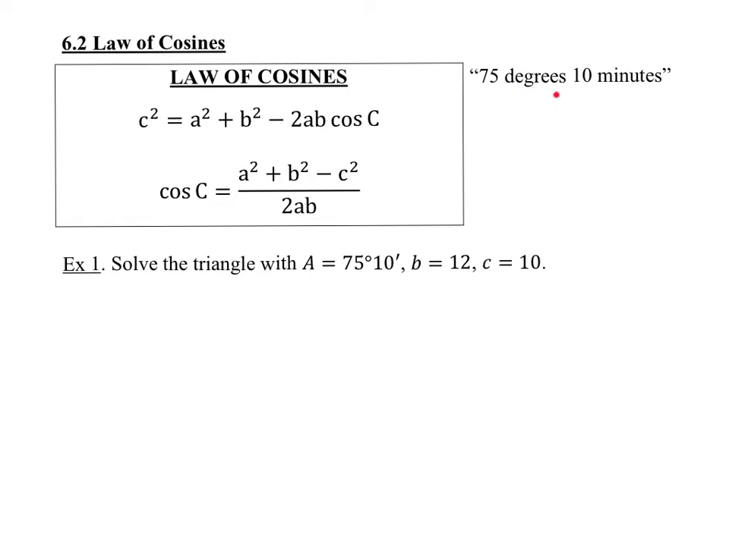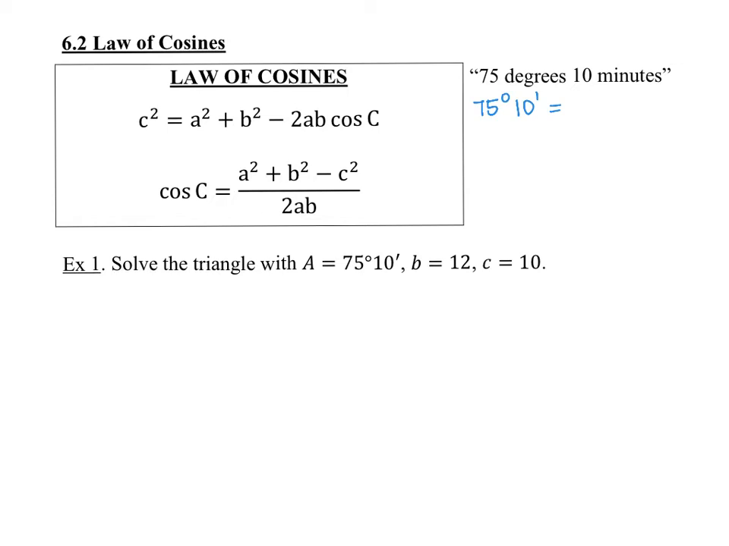Sometimes they will give an angle in terms of degrees and minutes. I think it has to do with something with sailing, but I don't really know. It doesn't matter because your calculator knows, and if your calculator doesn't know, you can convert it on your own. The way this is actually written with symbols is 75 degrees, 10 minutes, and the minutes is an apostrophe.